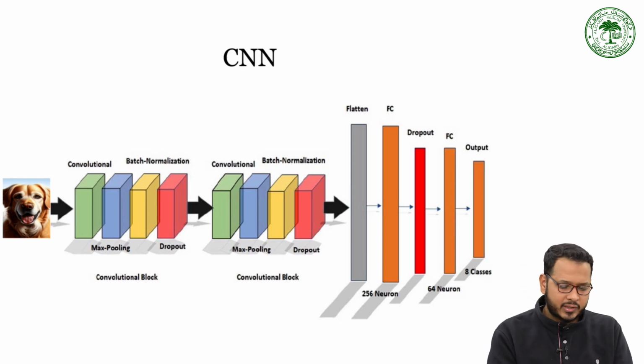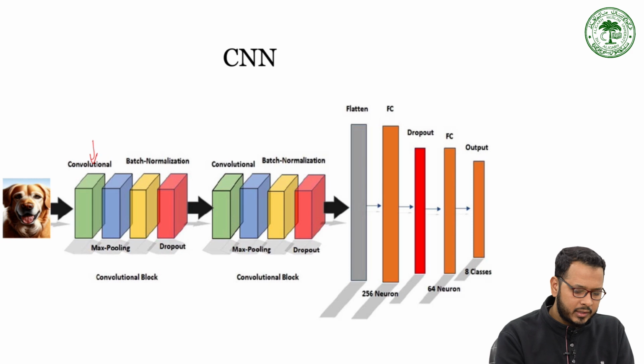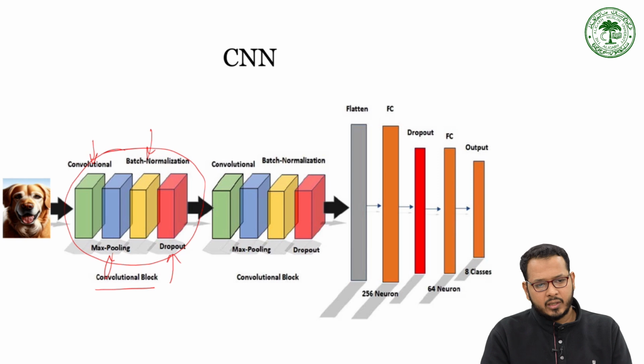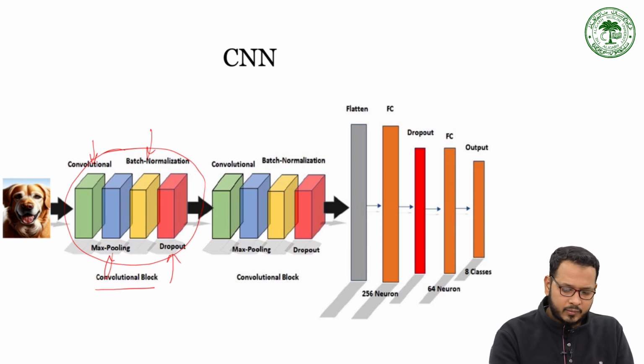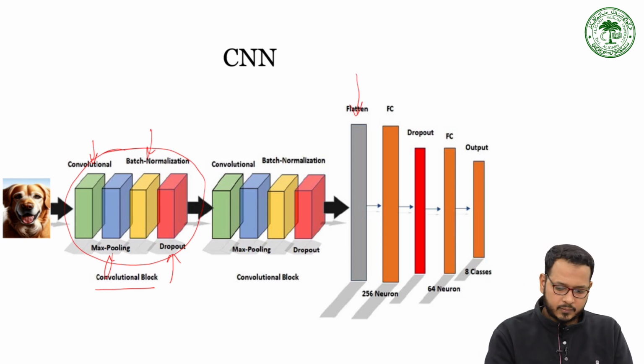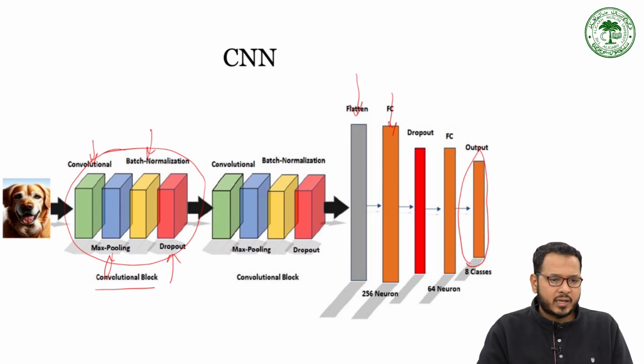However, in the last class, we tried to discuss what we mean by a convolutional layer, max pooling layer, batch normalization, and dropout. This whole combination of 4 layers is called the first convolutional block. Then you can have many convolutional blocks in your architecture. Finally, we flatten them out to represent them as a single vector. Then we have the fully connected layer, and finally, we have the output. In this specific case, there are 8 classes. So this is the CNN based approach.